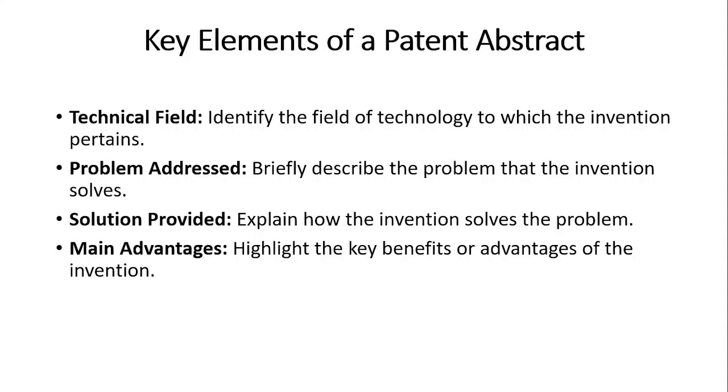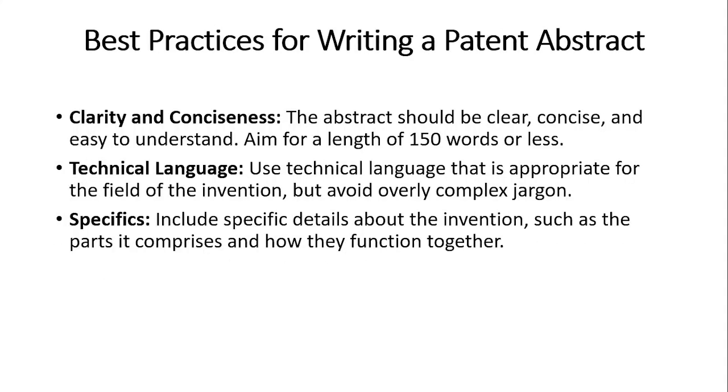How does your product solve the problem? Likewise, you may provide the data. And then solution provided. They explain how the invention solves the problem. And then main advantages. Highlight the key benefits or advantages of the invention. These are all the key elements that should be available in your abstract section. Then best practices for writing a patent abstract. Yes, you consider three things: clarity and conciseness, technical language, and specifics.